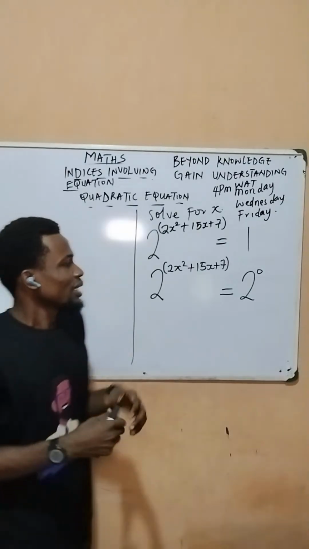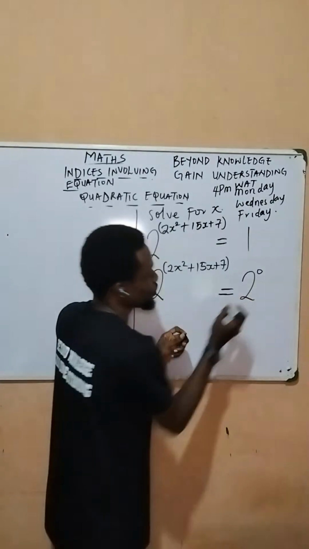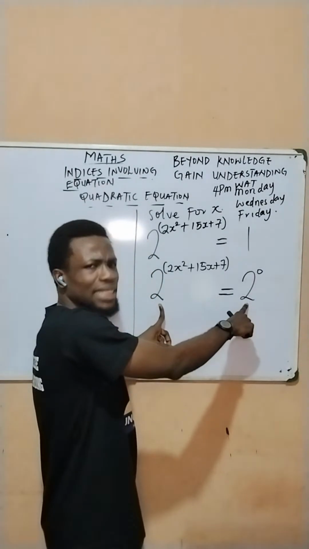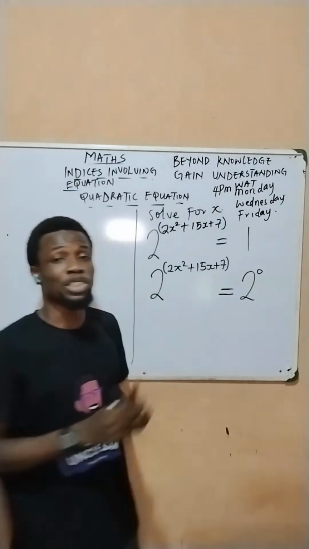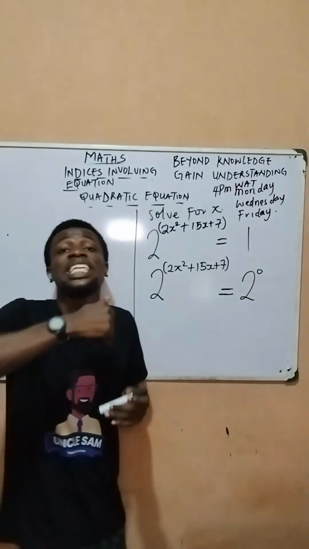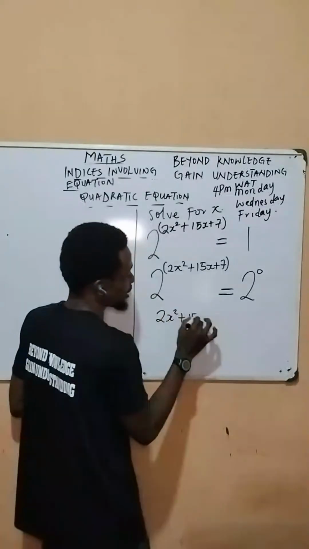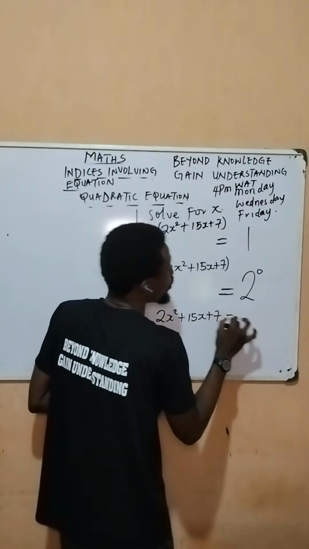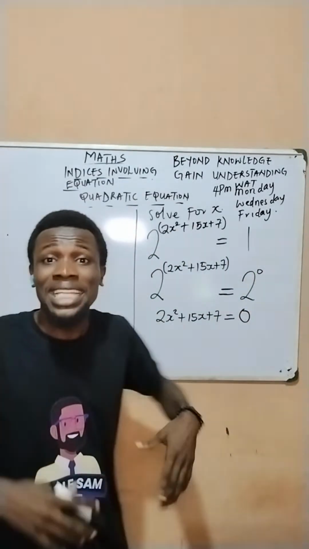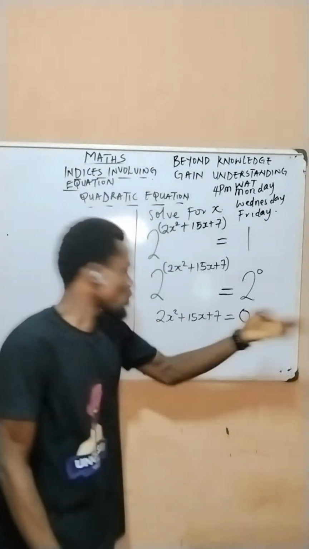Well, the law states that if there is an equality sign separating the two sides and the bases are now the same, then surely the powers must be the same. And so we let go of the base and now examine the power. We equate the powers. So what I'm going to do now is 2x squared plus 15x plus 7 equals 0. We've left the base. Since the bases are equal, that simply means that the powers must also be equal. And so this is what we have at this point.